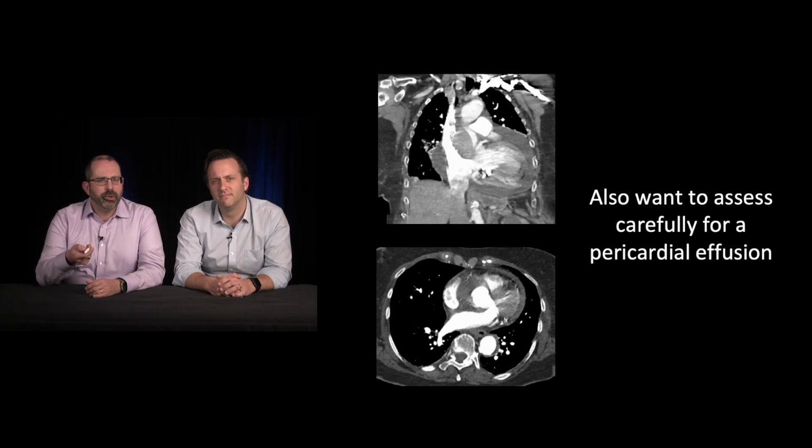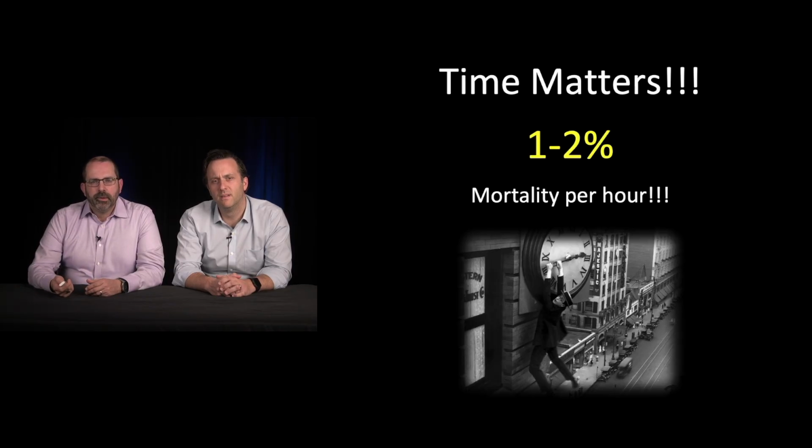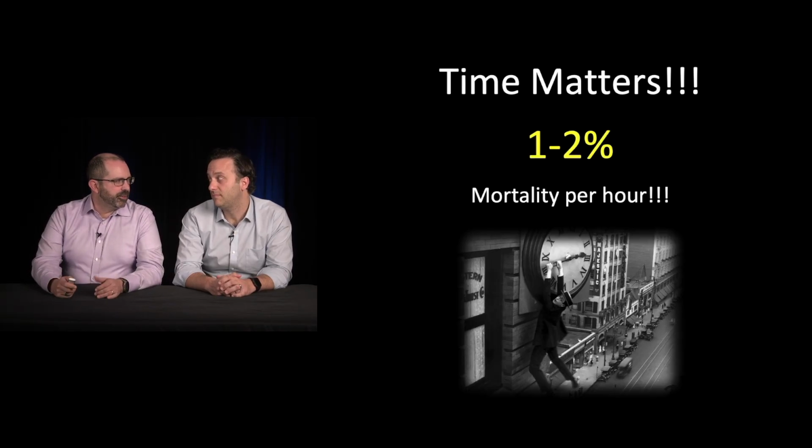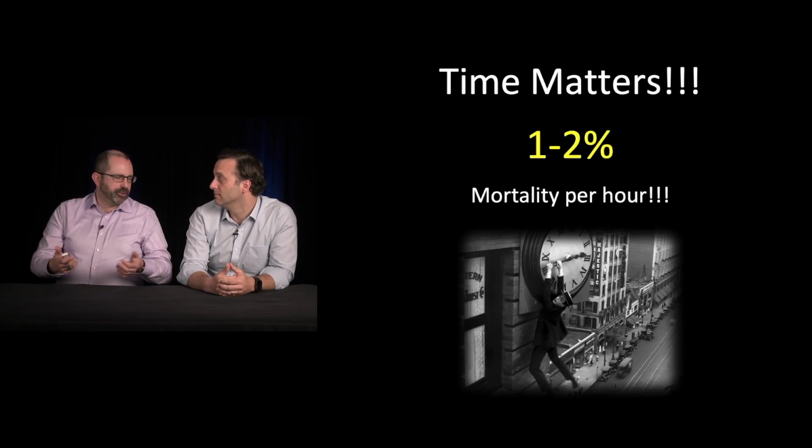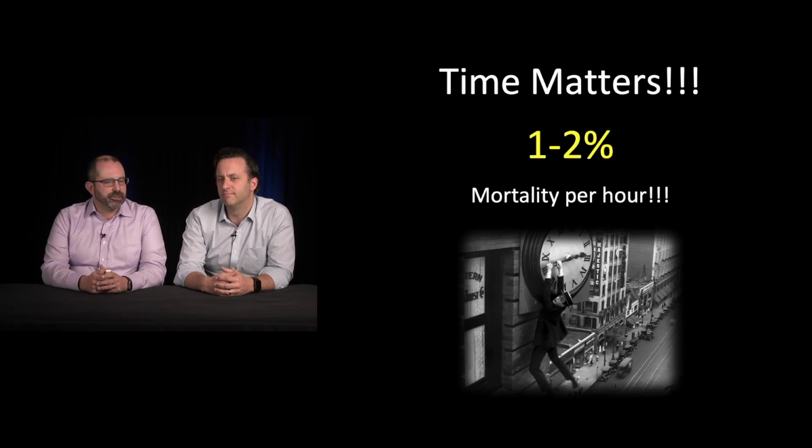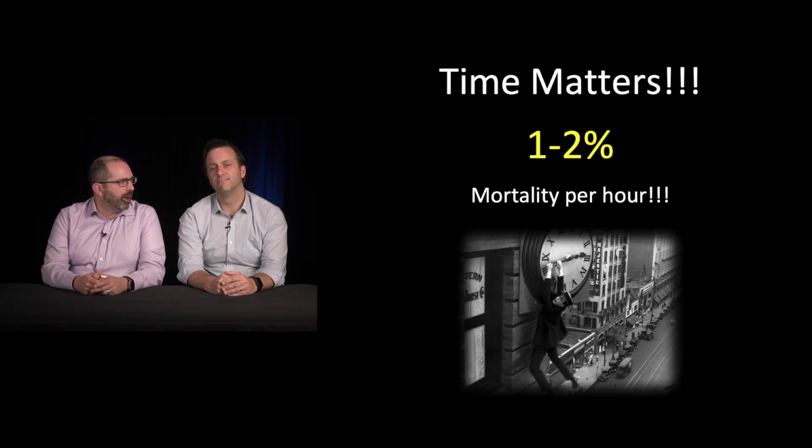Other things that we want to look for when we see this, you want to look carefully for signs of complications, like a pericardial effusion. There's a big one there. There's a more subtle one right here. These are life-threatening. If they rupture through the aortic root and into the pericardium, they very rapidly can develop tamponade and die. Time matters. This is obviously a very high-risk injury. The clock is really ticking, so the mortality increases 1% to 2% per hour.